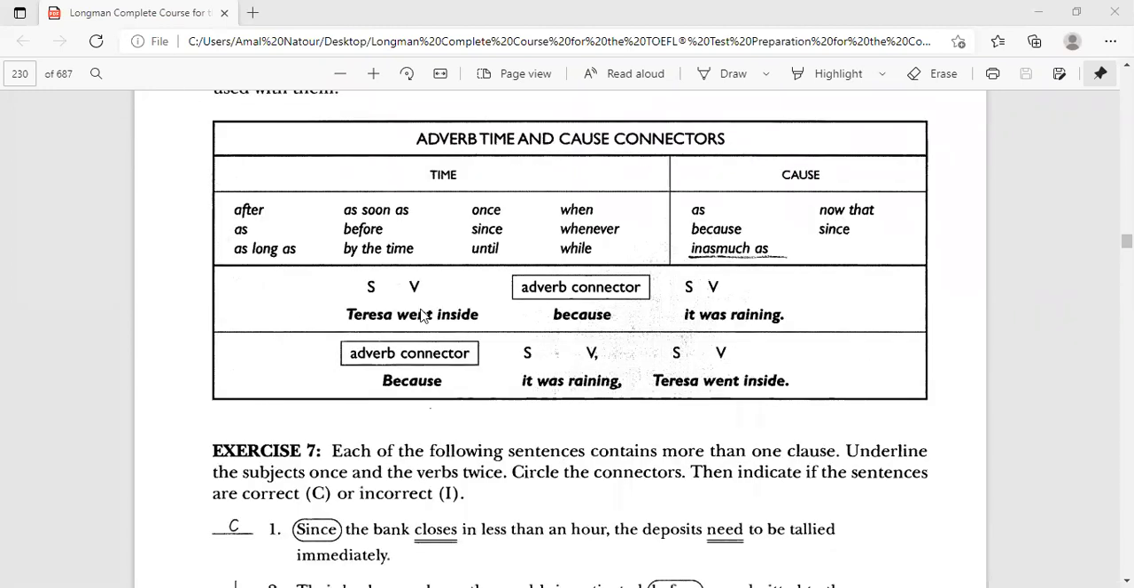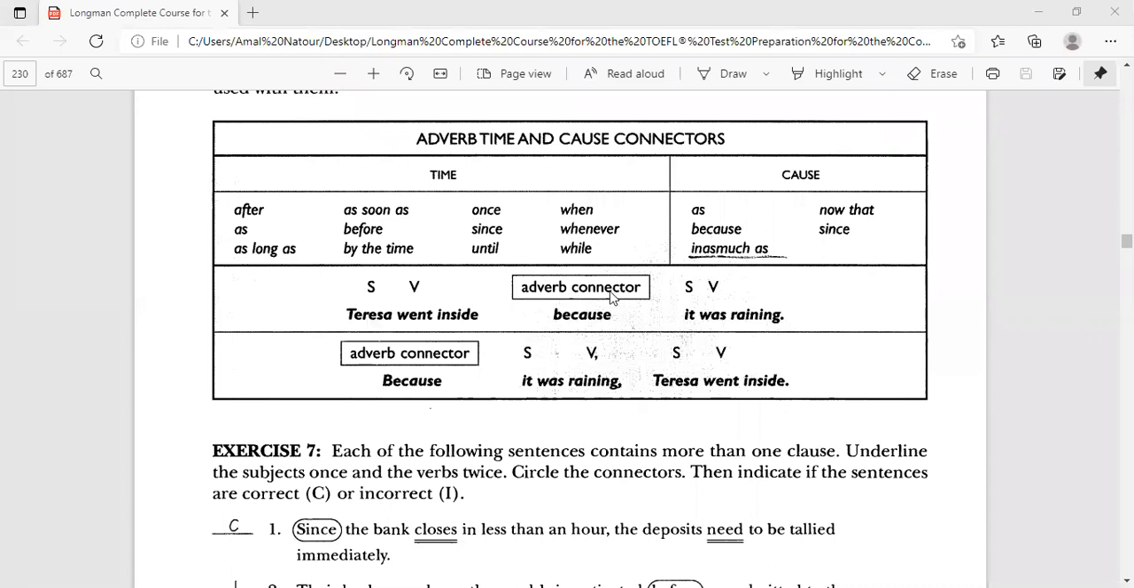Let's look at these examples. Teresa went inside. Teresa is the subject, went is the verb, because it was raining. It is the subject, was raining is the verb. Subject, verb, then here the first clause, and here the second clause. Because I have more than one subject and more than one verb, or more than one clause, I need a connector that connects the first clause with the second clause. Here the connector is because. Teresa went inside, دخلت تريسا إلى الداخل بسبب هطول المطر.